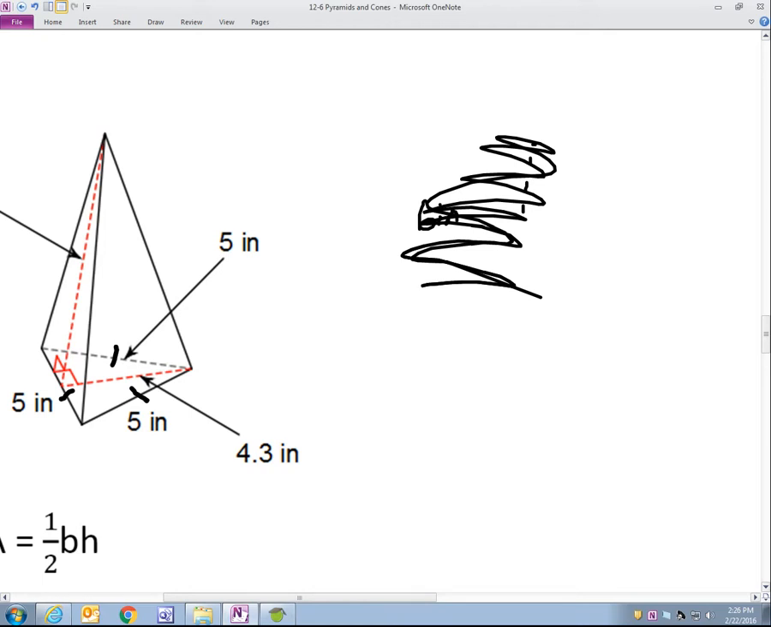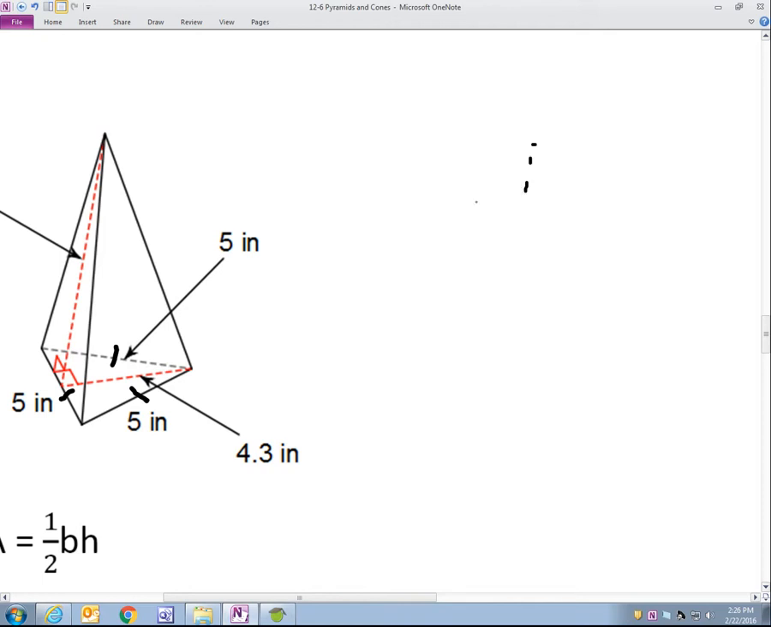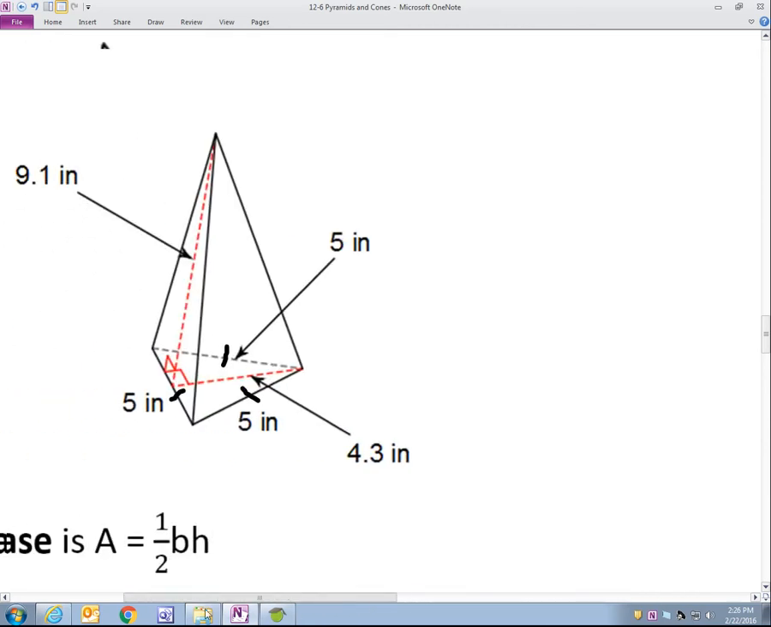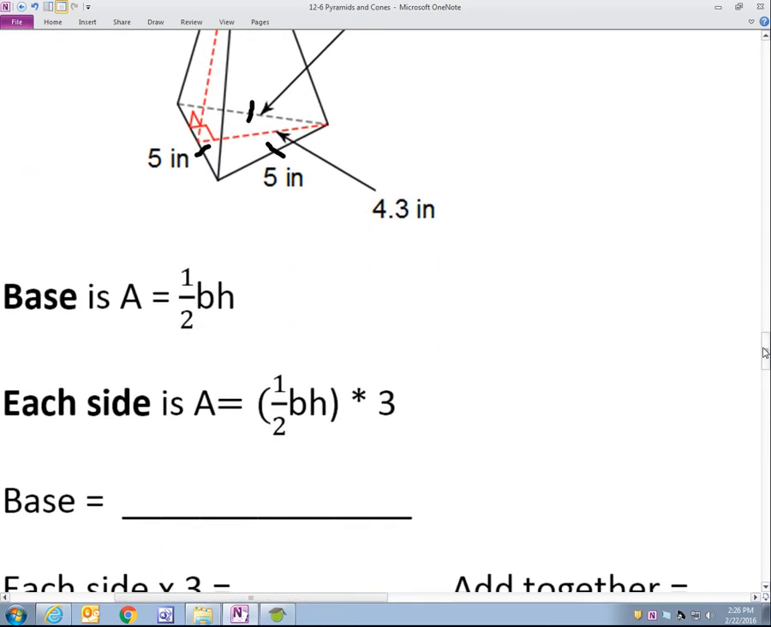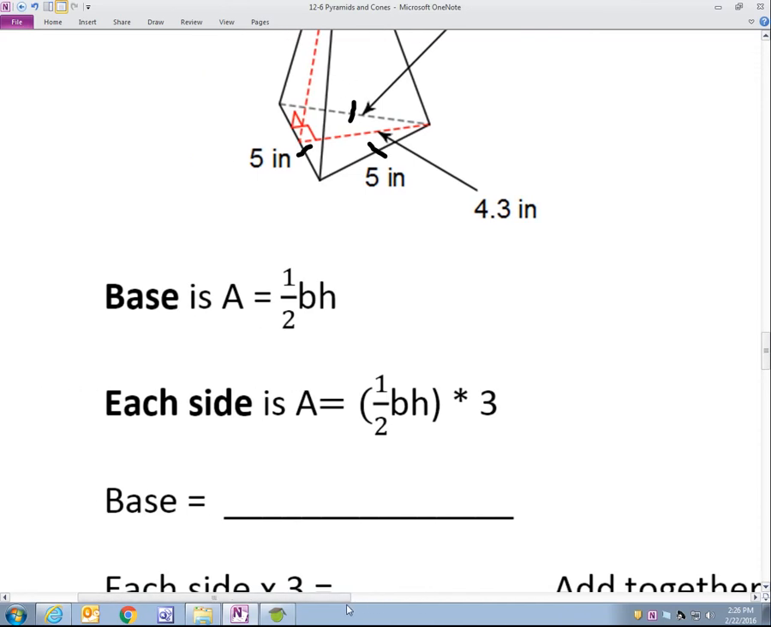So we've got that established, so let's get to it now. Thank you. All right. So now in order to find this, I'm going to find the area of the base. With the old triangle that was on there, you couldn't figure that out. So on the floor, this is the floor of the pyramid, we have 1/2 base times height, which is going to be 1/2. The base is 5. The height is 4.3.